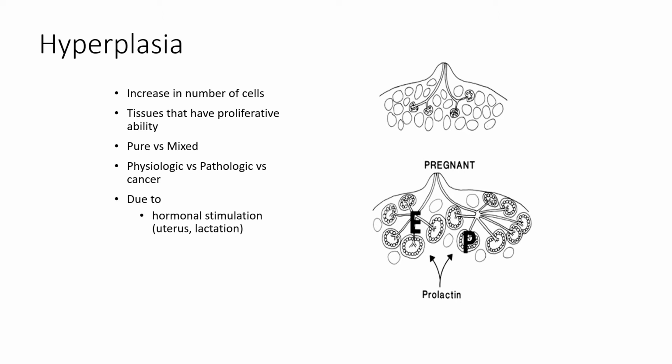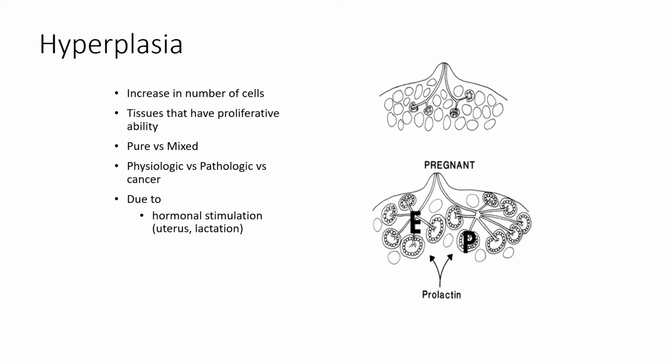Now, what are the causes of hyperplasia? It can be hormonal stimulation. One example is the uterus during pregnancy, and we talked about it in detail. Another example is the lactation effect on the breast. During pregnancy and during lactation, the prolactin hormone increases. The prolactin has an effect on the glands of the breast so that lactation can take place. So there will be an increase in the number of glands in order to produce more milk for the lactation to take place. So it's under the effect of a hormone, that is the prolactin.